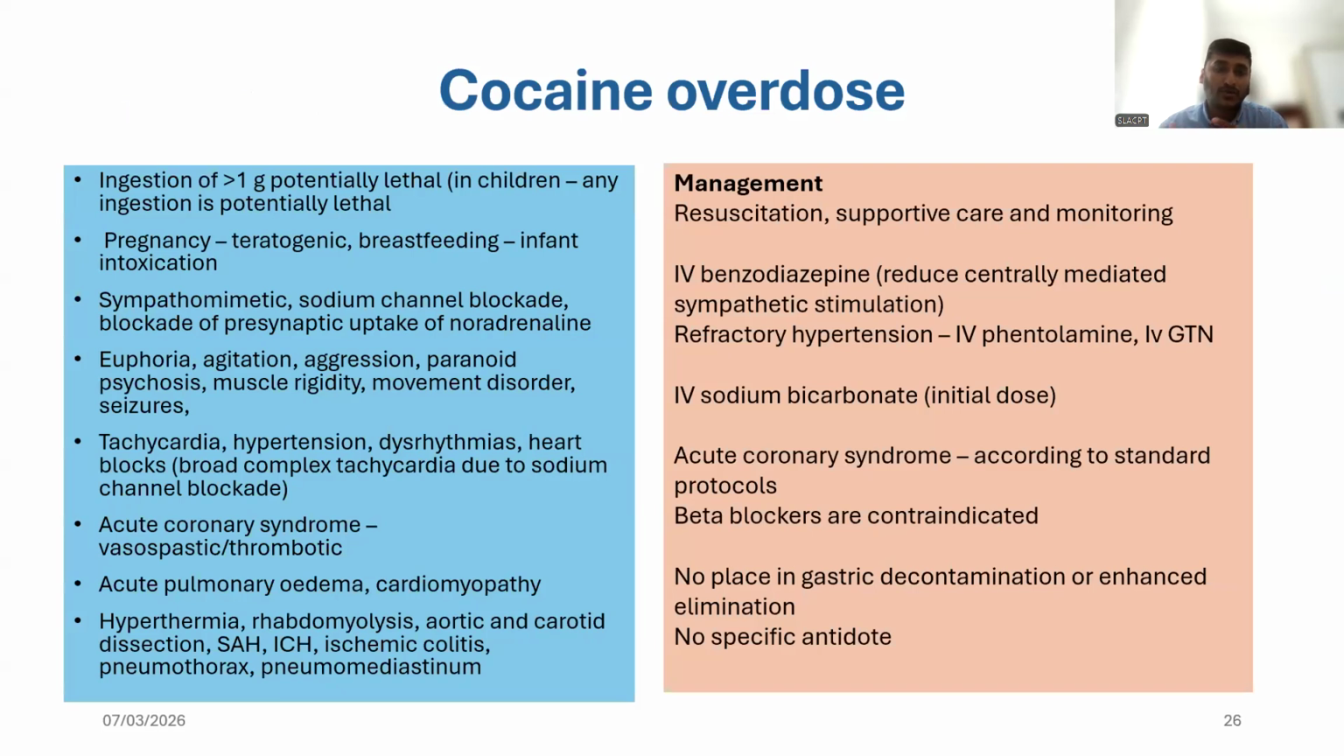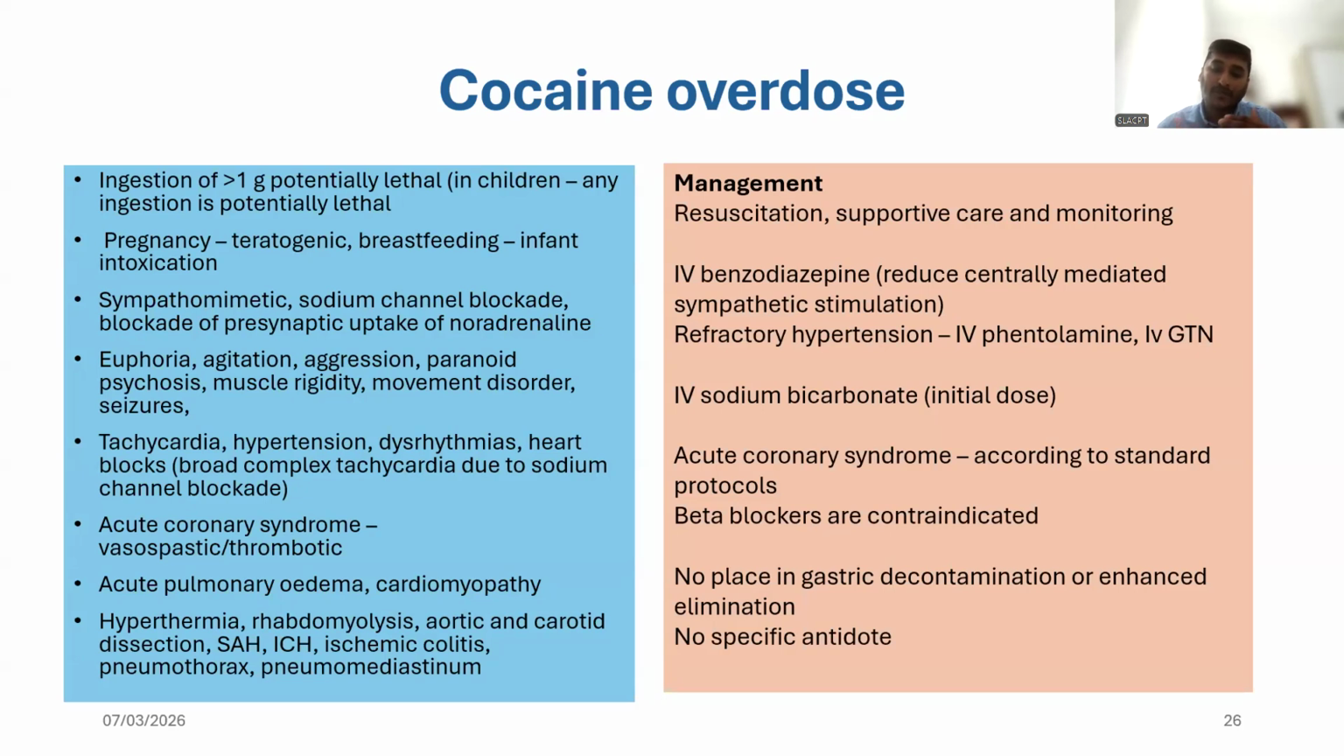So how do we manage cocaine? We will identify the cocaine-induced myocardial infarction if it is the case. But again, we have benzodiazepines. We don't have any specific antidote. But if the patient comes with sympathetic overactivity and refractory hypertension, we would consider phentolamine, not a beta blocker. And for coronary vasospasm, GTN also has a place. For coronary vasospasms, we would consider calcium channel blockers.